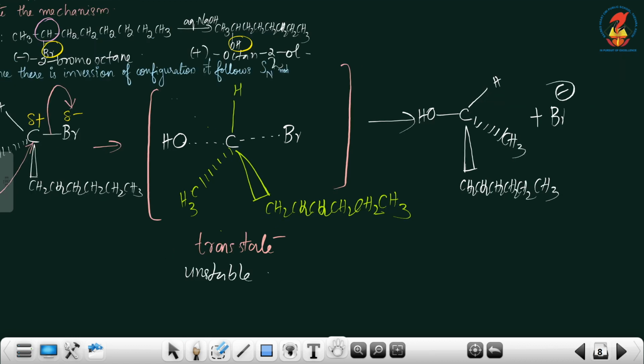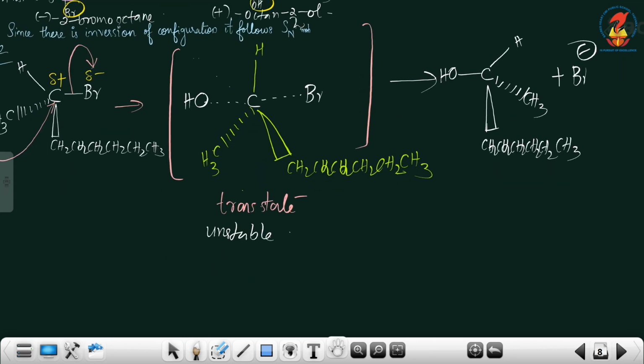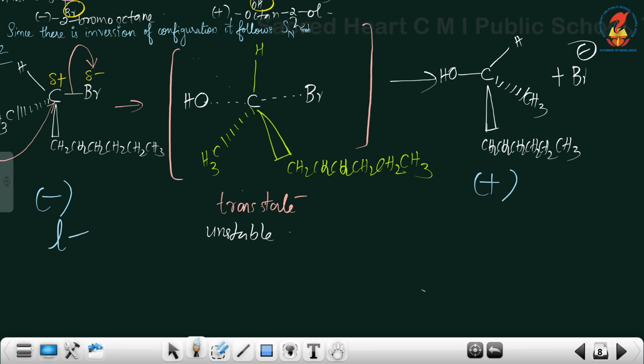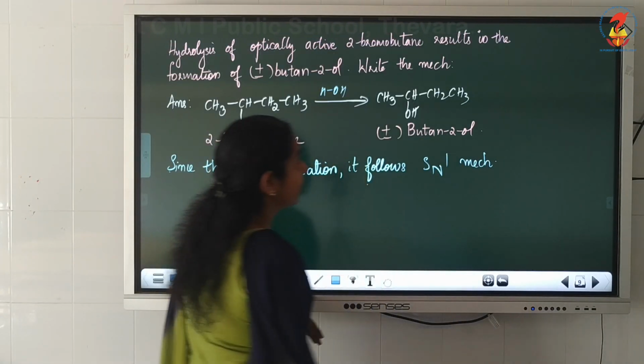This is the mechanism happening during this reaction. So here the minus alkyl halide becomes plus, or the levo reactant becomes dextro. There is inversion of configuration. So this is about the mechanism of this reaction.